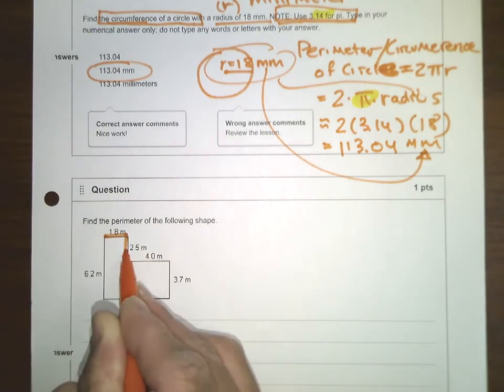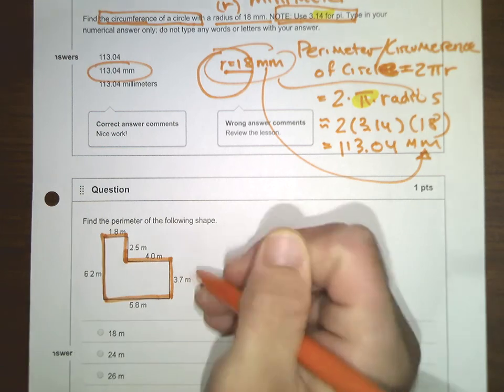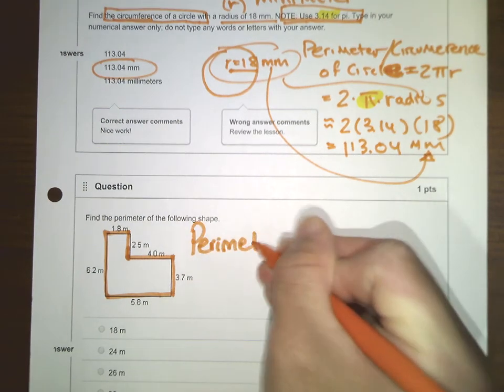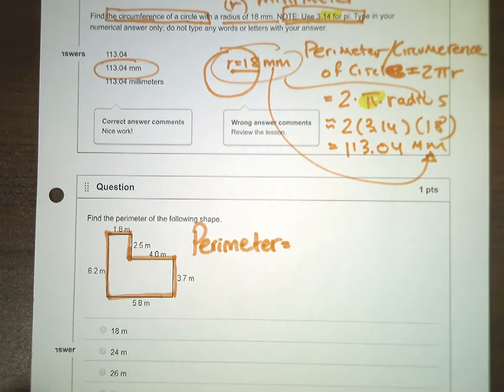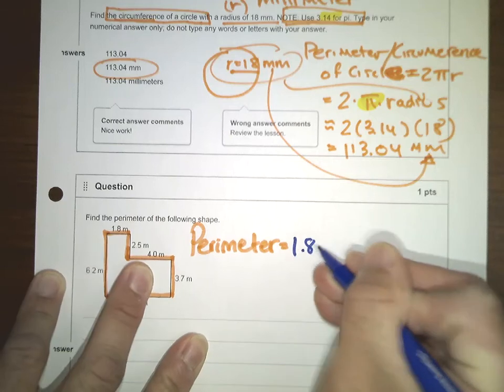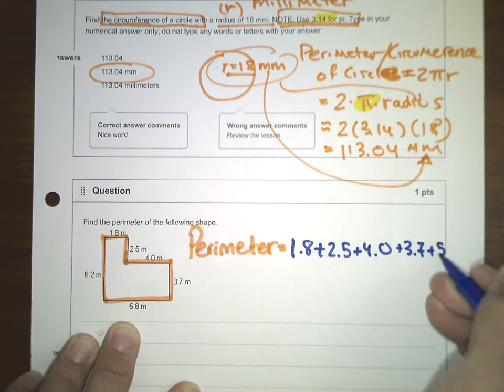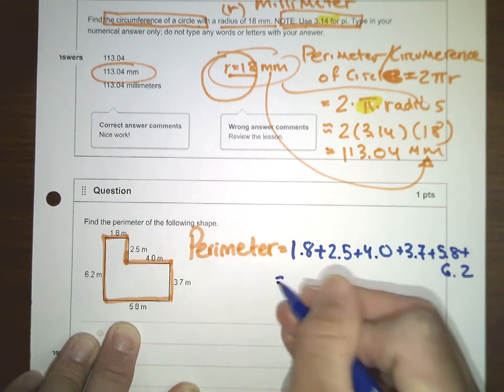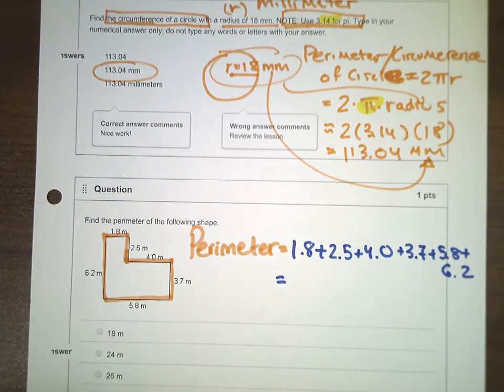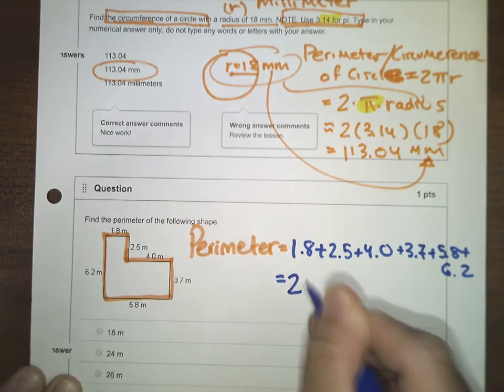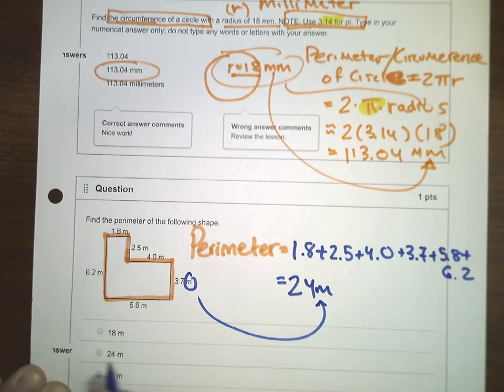So remember, the perimeter is just the total distance around the shape. So the perimeter of this shape will just be the sum of all the lengths of the sides of this shape here. So we have 1.8 plus 2.5 plus 4.0 plus 3.7 plus 5.8 plus 6.2. And then if I add up all of those numbers, that is going to be 24. And the units were in meters, so 24 meters.